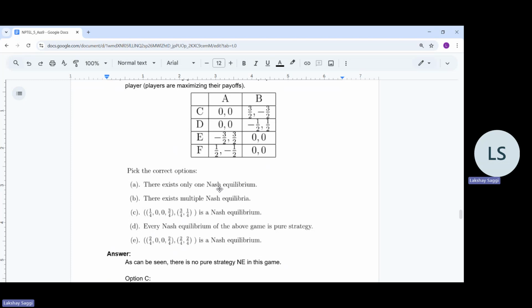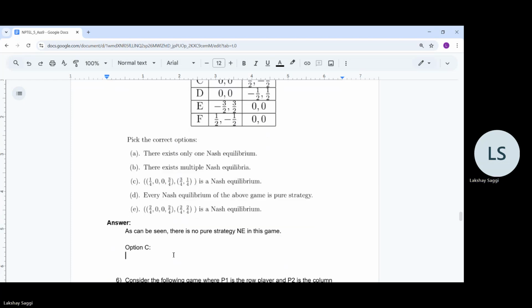I don't want to go into the calculations of taking all the sub-matrices by myself and checking. But since we are given two options, we can just check for these two, right? So option C says that strategy C is played with 1/4, strategy F is played with 3/4, and this A is played with 3/4, and this is played with 1/4.